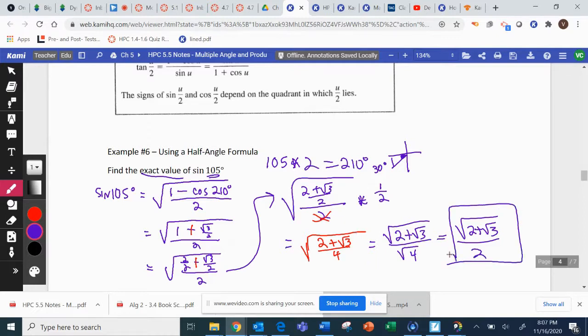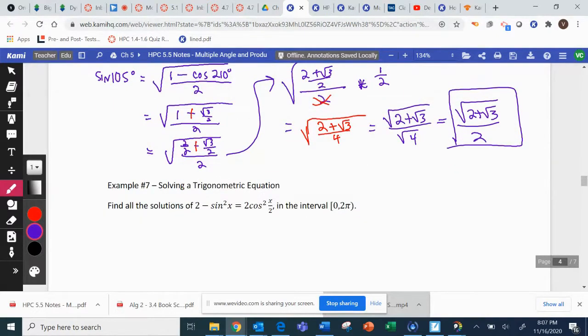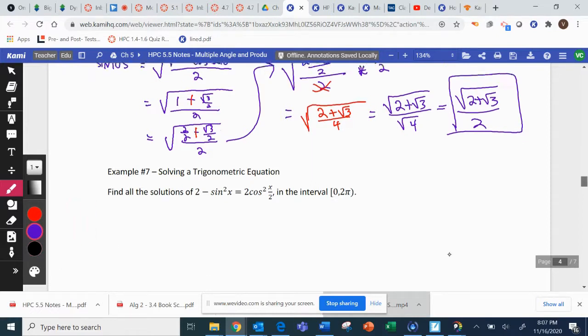All right, so that would be the exact answer for the value of sine of 105 degrees. And I apologize, it's kind of late and I could not find my mistake. But it happens to the best of us, right?